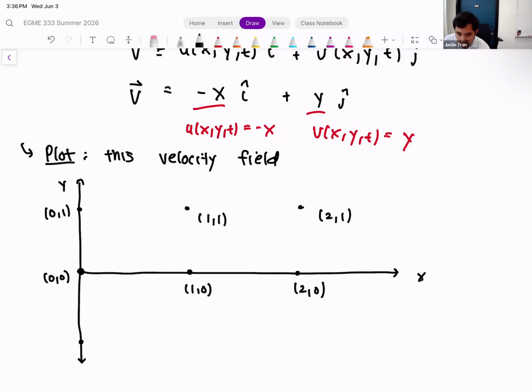Okay, and then let's go on the negative y-axis as well. So this point here is 0, -1. This one here is 1, -1. And that point right there is going to be 2, -1. Okay, so we have 9 points here, and so we're going to draw out what the velocity vector is going to look like at each of these locations.